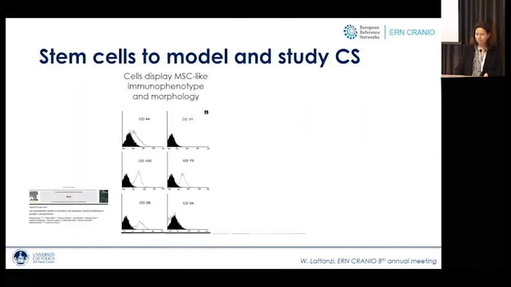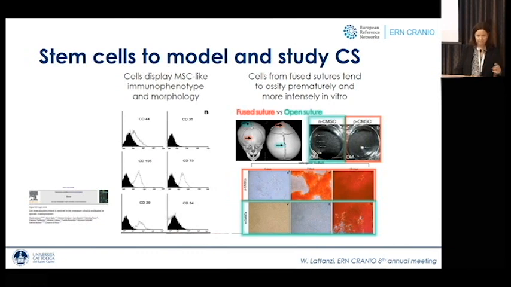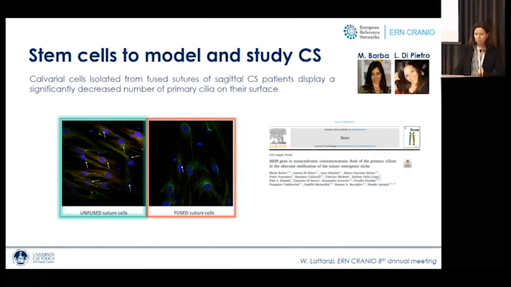With this cellular model, we were able to define that these cells have a mesenchymal-like phenotype, meaning that they are the skeletal stem cells of the suture that we have defined previously. Those that are isolated from fused sutures tend to ossify prematurely in vitro and form bone nodules in cell cultures. But we were also able to demonstrate that those that prematurely ossified, coming from fused suture niches, tend to express a reduced number of primary cilia.